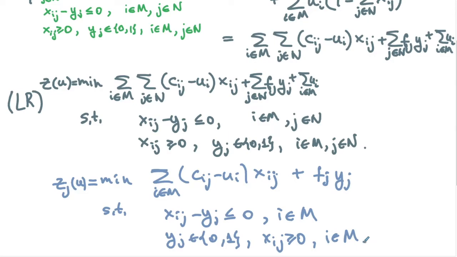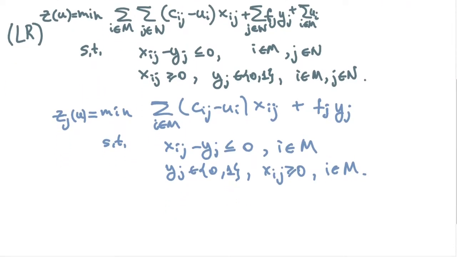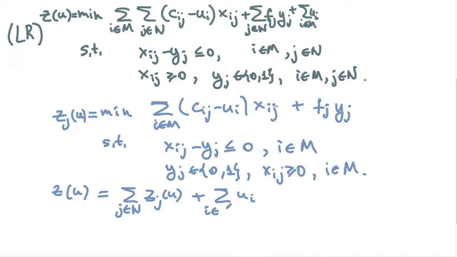Okay, so we solve this problem for every index j between 1 and n, and then we can clearly see that z(u), the optimal objective value of this problem right here, is going to consist of the sum of z_j(u) for j in N and the summation of u_i. So we ignored them before, but now we need to bring them back to obtain z(u).